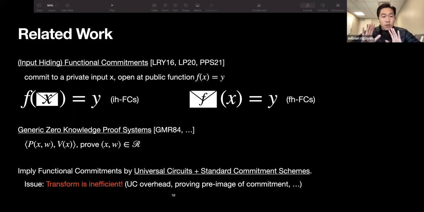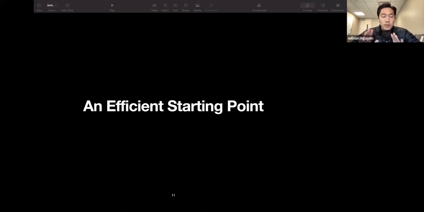So these actually both imply functional commitments by the use of universal circuits and standard commitment schemes. But the transform is incredibly inefficient. We have the universal circuit overhead, and also we have to prove the preimage of a standard commitment scheme, which you can imagine is trying to prove the preimage of some cryptographic hash function. So let's start off with potentially a more efficient starting point.